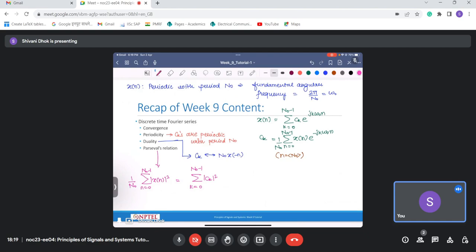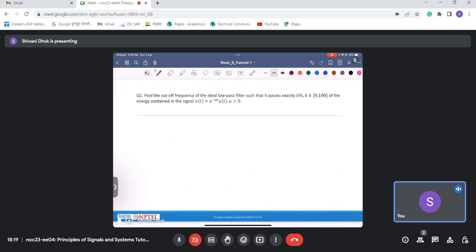So now let us go ahead and look at some examples related to these concepts. So let us look at the very first question. So what does it say? We need to find the cutoff frequency of an ideal low pass filter such that it passes exactly k% of the energy contained in this signal. So first of all, let us find the energy of this signal x of t. So energy of x of t, let's say it is given by E, is equal to integral minus infinity to infinity magnitude x of t square dt.